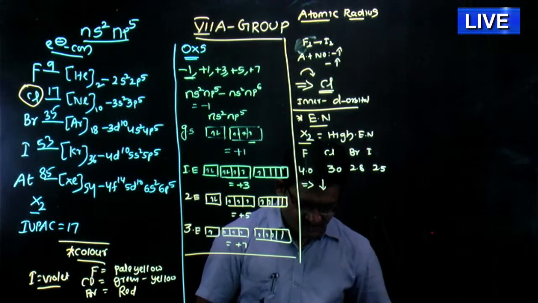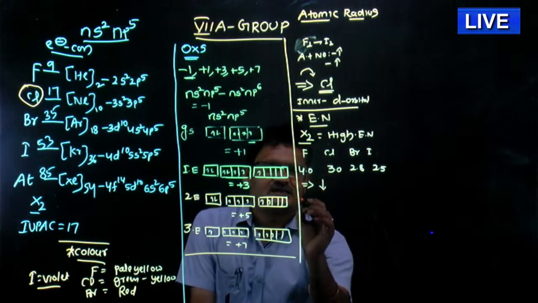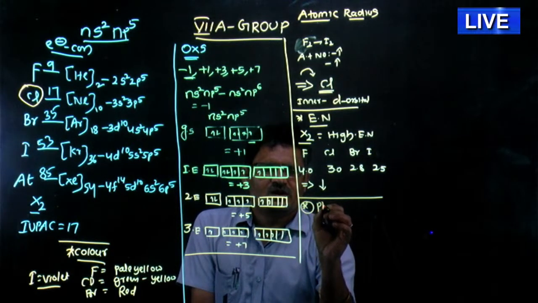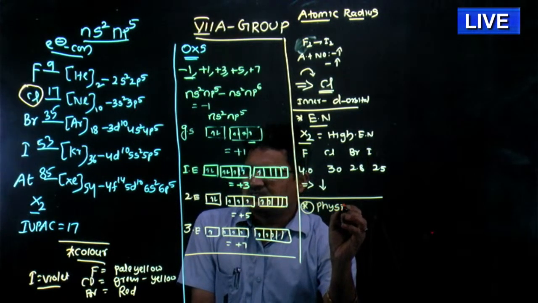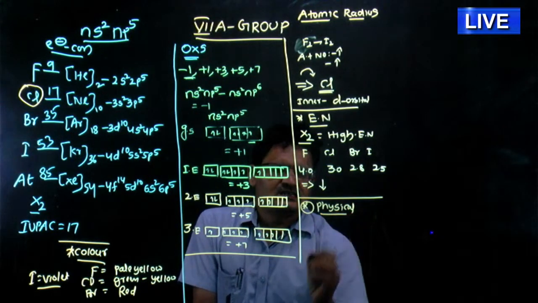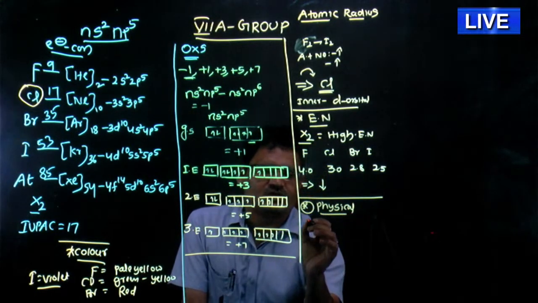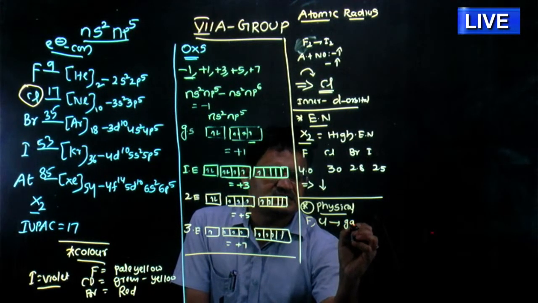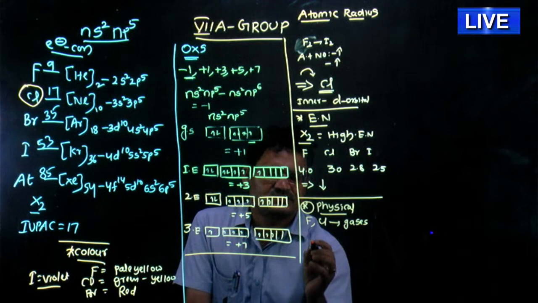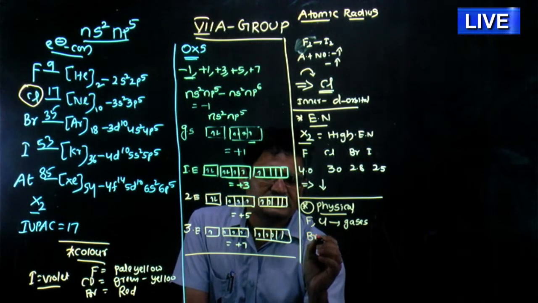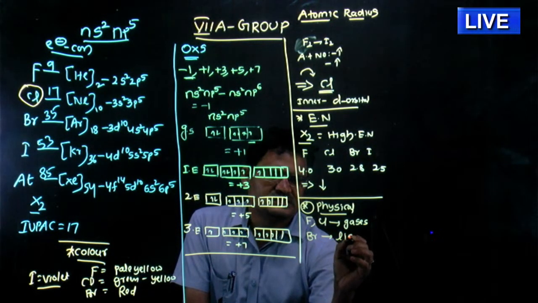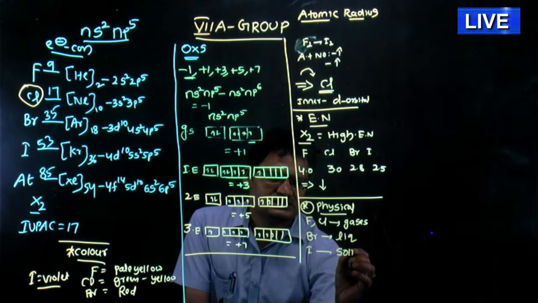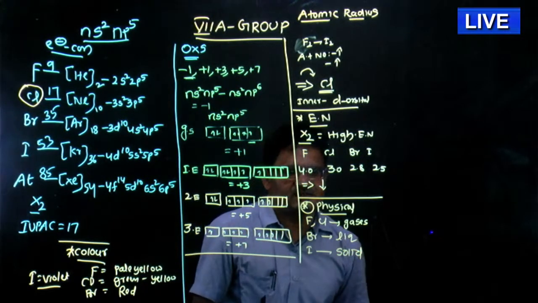The next one, physical state. What is the physical state? Fluorine and chlorine, these two are gases. Then bromine is a liquid. Iodine is a solid. These are the physical states of the halogens.